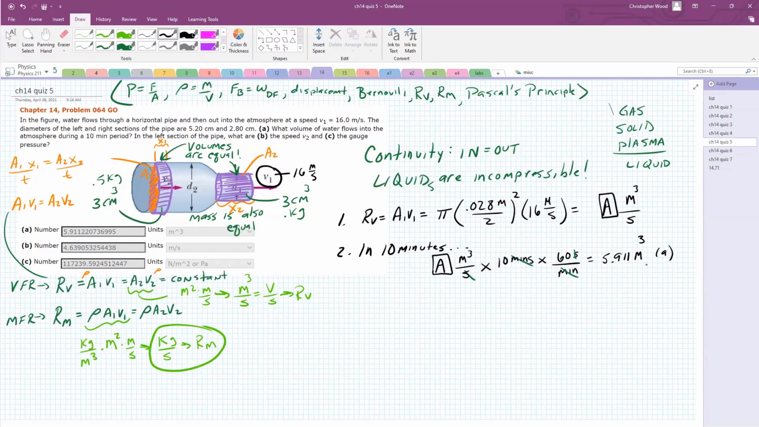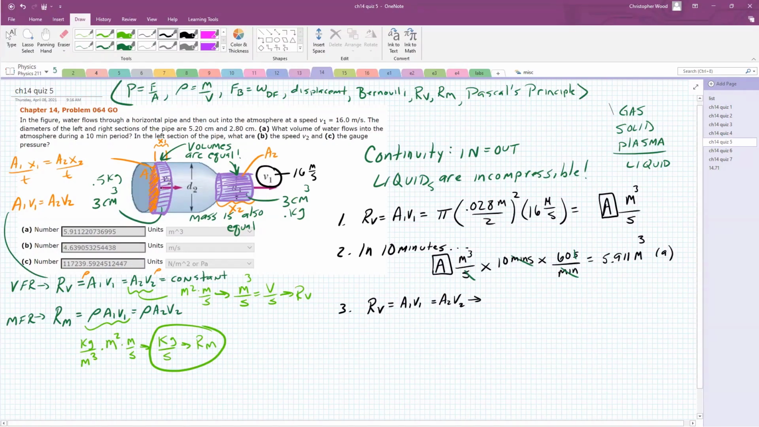B, what's V2? Okay, let's get V2 very quickly. Did you know that the volume flow rate is constant because liquids are incompressible? So it's going to equal A1 V1, and it's going to be the same as A2 V2. So if I just isolate V2, I know one thing for sure: V2 has to be less than V1. I have that insight now, and hopefully you do too.